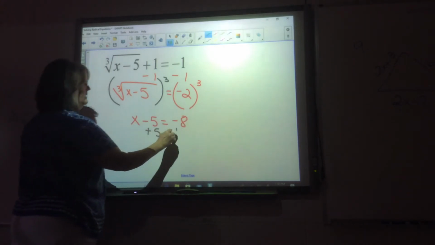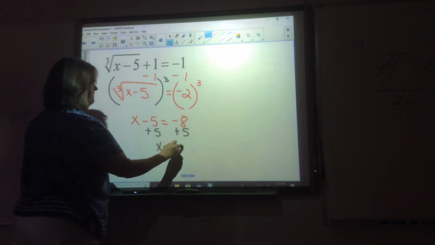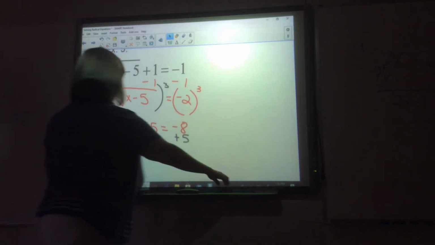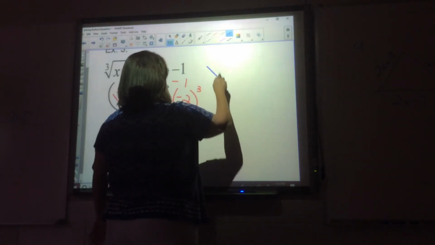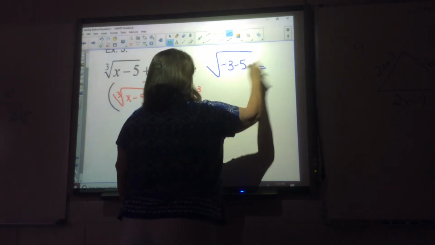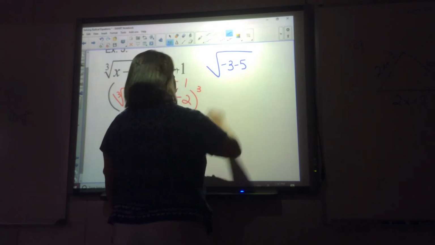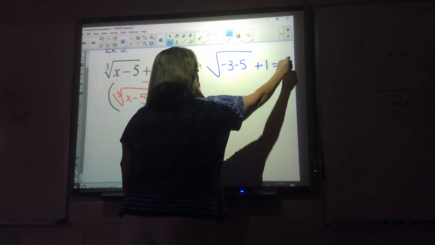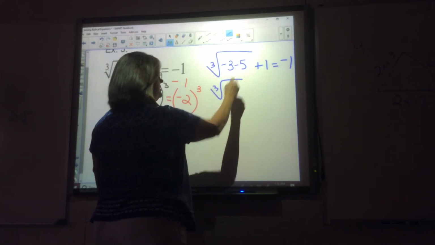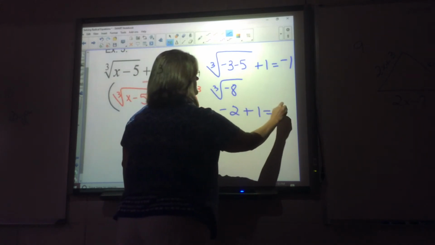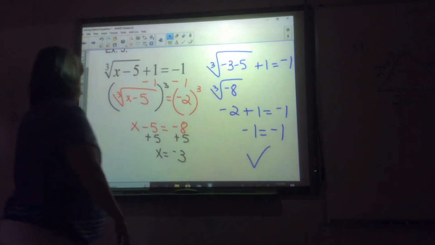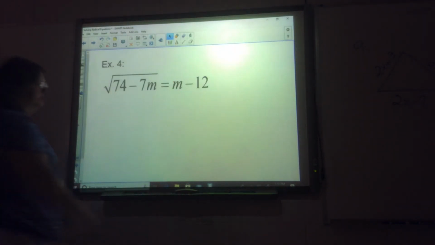Add 5 to both sides. X is negative 3. You want to check it out. You want to see if it works. So you want to put in negative 3. The cube root of negative 3 minus 5, plus 1 equals negative 1. This is going to give me the cube root of negative 8, which is negative 2, plus 1 equals negative 1, and I get negative 1 equals negative 1. This one checks. All right, let's go to the example I skipped.